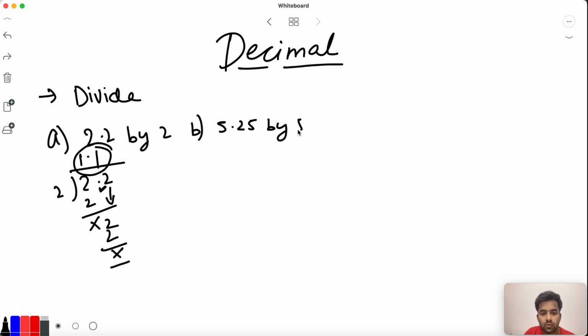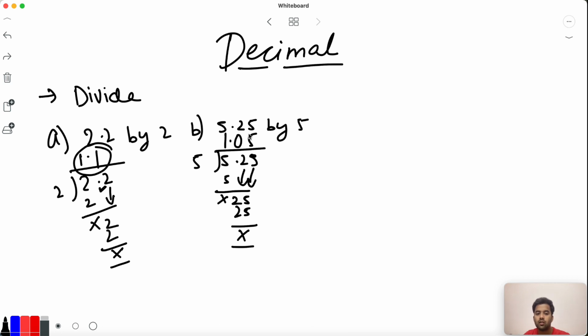I will solve more questions. See now, 5.25 is there by 5. 1 time 5, cancel. Now see, the decimal started here, put the decimal. Now 2 will come down. See, now 2 is there, 5 is there. We can't divide. We need this 5 also. What will we do? Add 0 to take 5. Now it is 25. So 5 fives are 25. Cancel. What is the answer? 1.05.